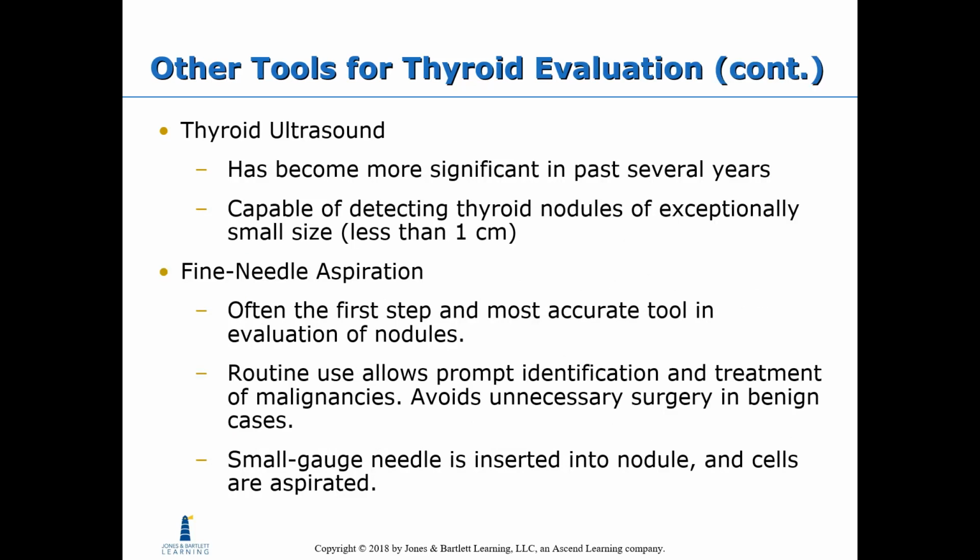Thyroid ultrasound has become more significant in the past several years. It's capable of detecting thyroid nodules of exceptionally small sizes, like less than 1 centimeter. Fine needle aspiration is often the first step and most accurate tool in the evaluation of nodules. Routine use allows prompt identification and treatment of malignancies, and avoids unnecessary surgery in benign cases. A small gauge needle is inserted into the nodule and cells are aspirated.